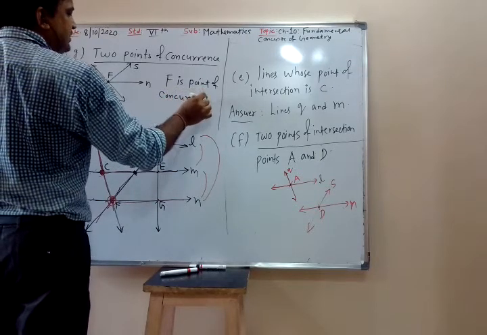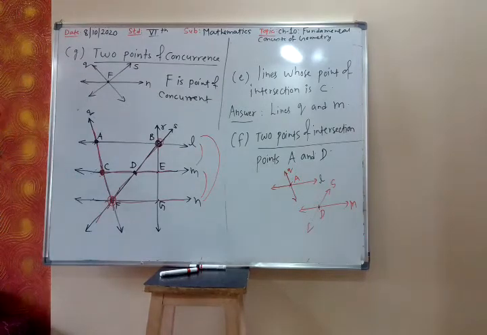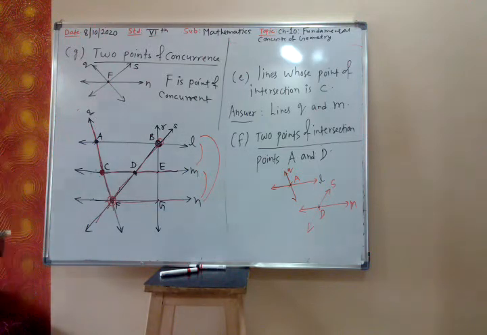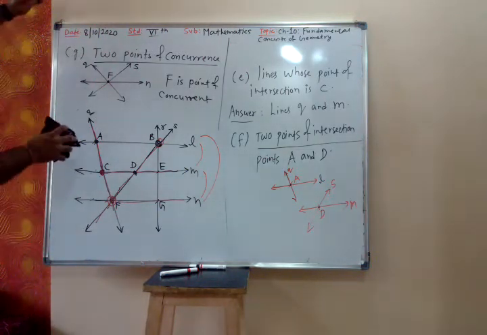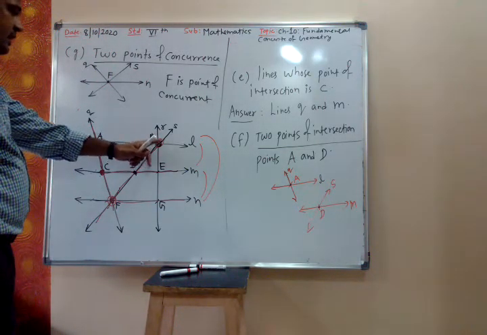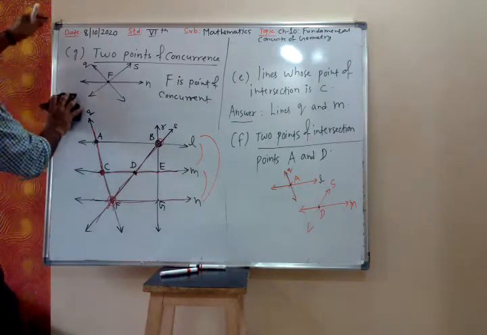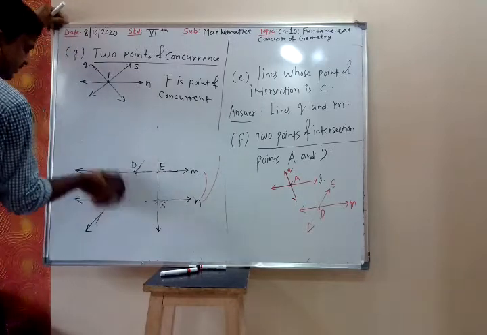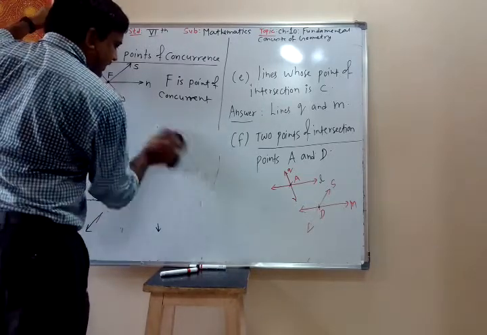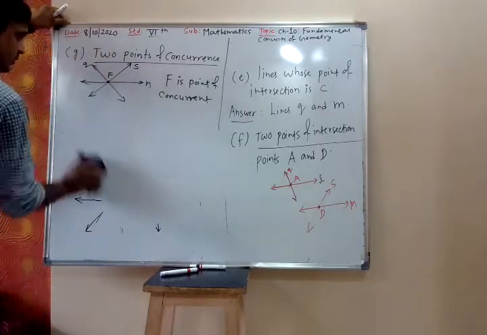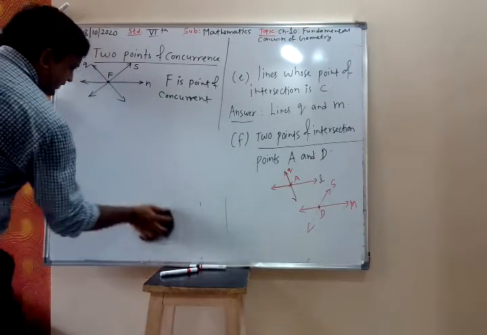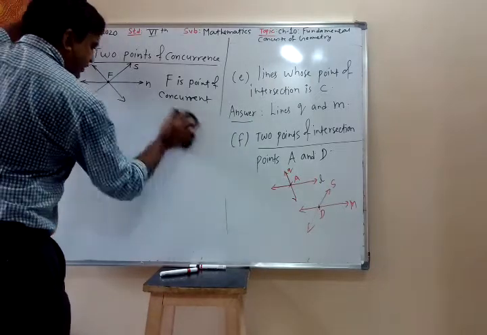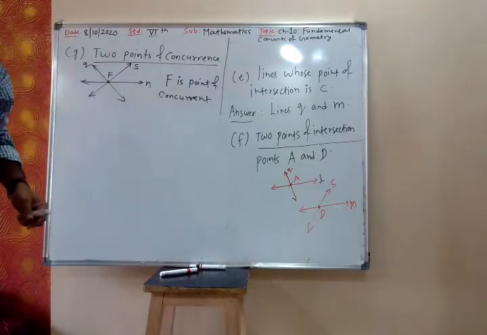Point of concurrence means 3 concurrent lines meet each other at a common point. Now let us take another set of concurrent lines, R, S and L. You have to take the concurrent lines, and where all the three concurrent lines meet, that is my point of concurrence.